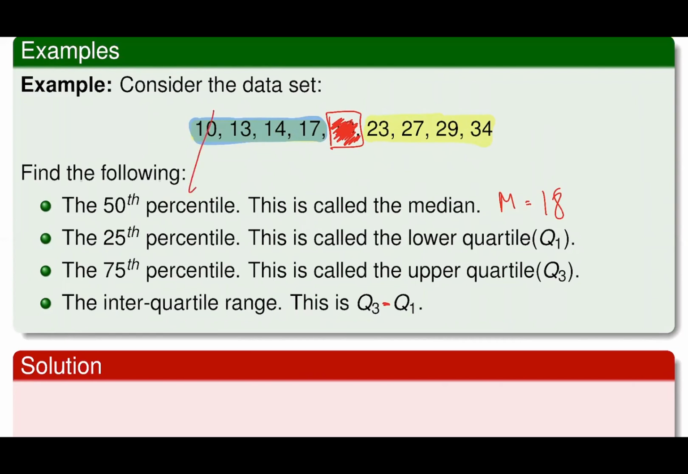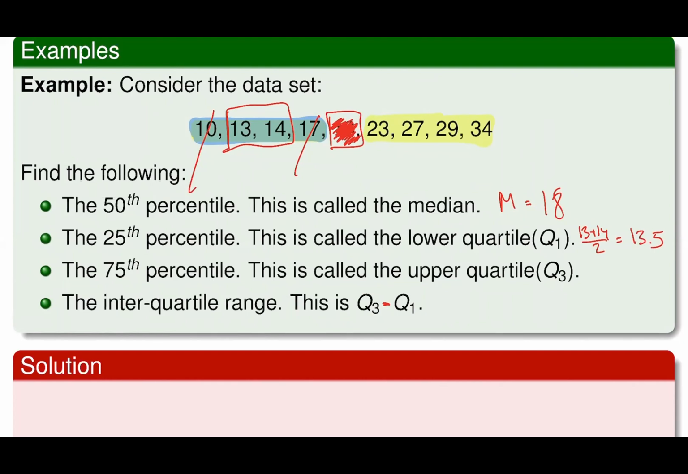So let's go ahead and you start crossing out. Cross out the 10, cross out the 17. I'm left with these two numbers. So if I do 13 plus 14 divided by 2, you get 13.5. Cool. And that's quartile 1.